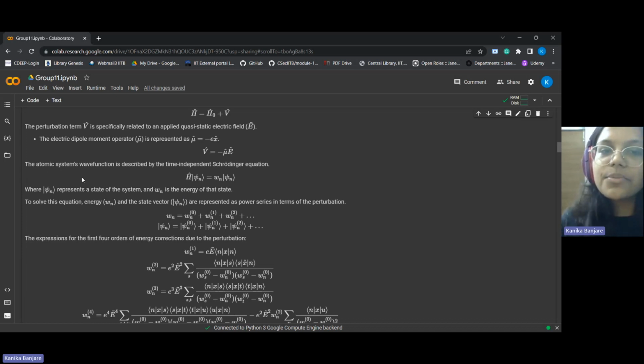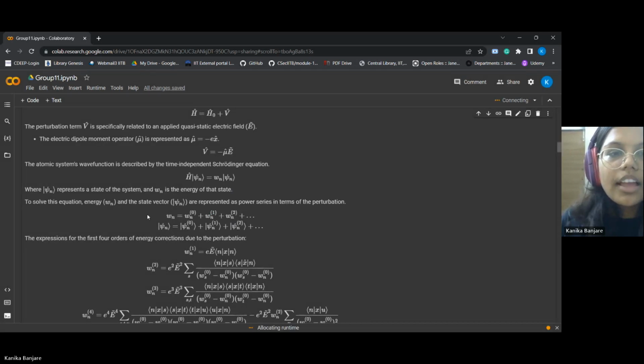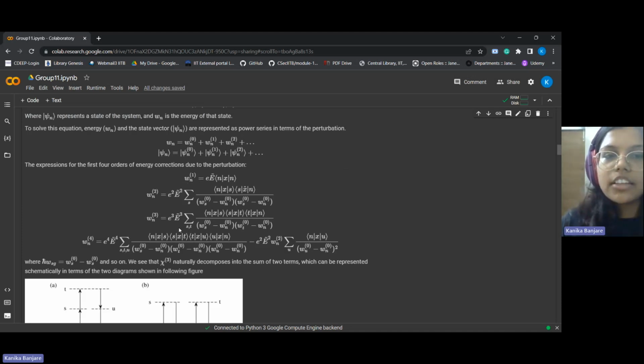The atomic system's wave function is described by the time-independent Schrödinger equation, which I have given here. To solve for the energy and the state vector, we represent them as a power series in terms of the perturbation, which I have given already. And here I have provided the first four orders of energy due to the perturbation.